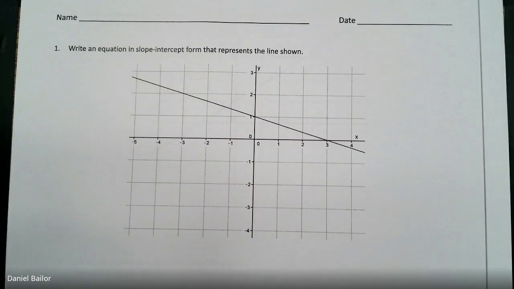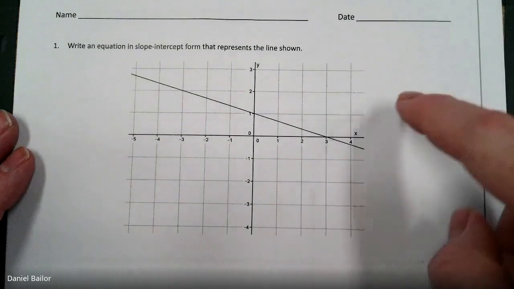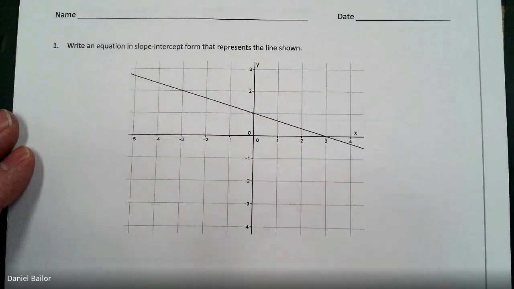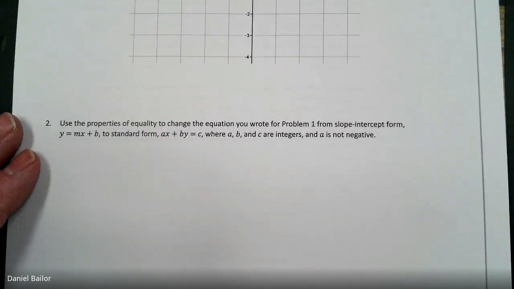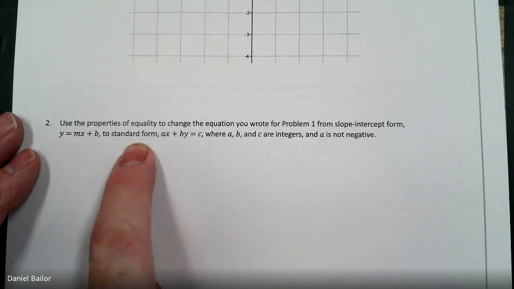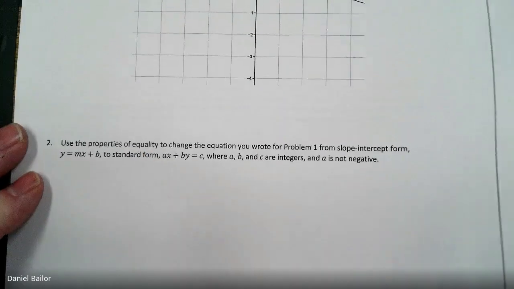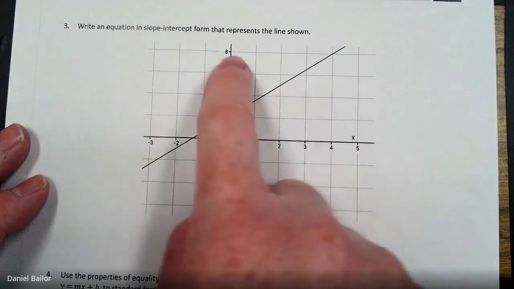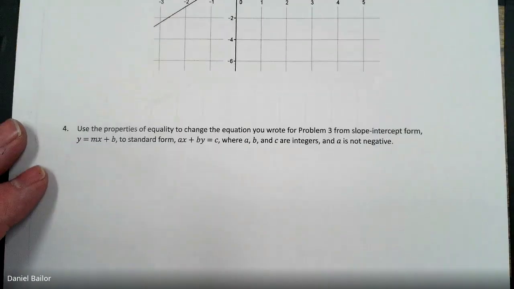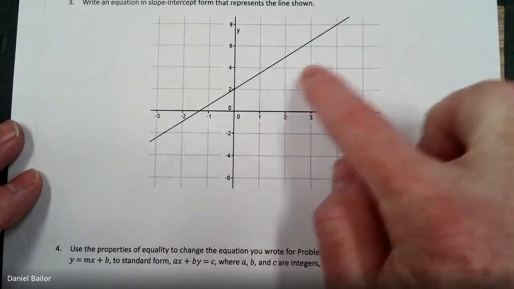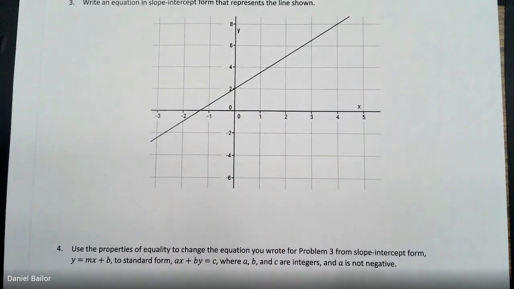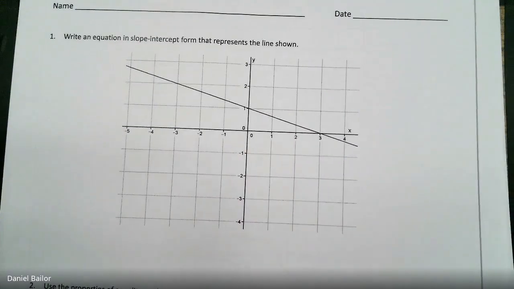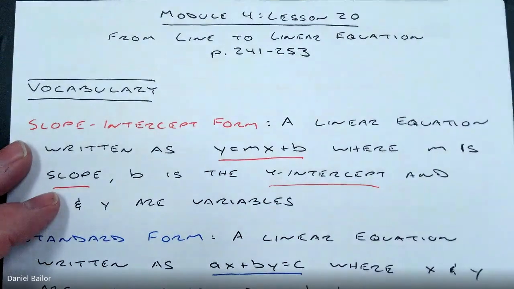And it's going to be the same thing. Number one, write the equation in slope-intercept form. Number two, change it to standard form. And number three, write the equation for this line in slope-intercept. And number four, change it to make the standard form for that line. So it's the same thing as we did in the examples, same thing as we did in the exercises. Problem set is the same strategy, and exit ticket is the same strategy.